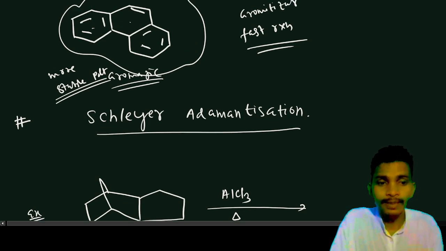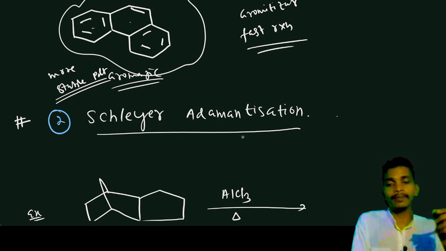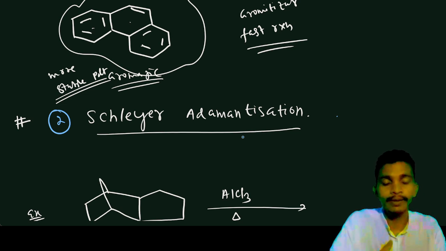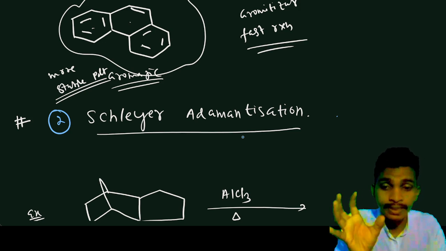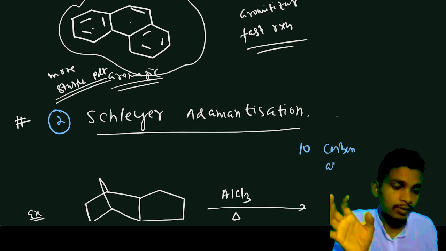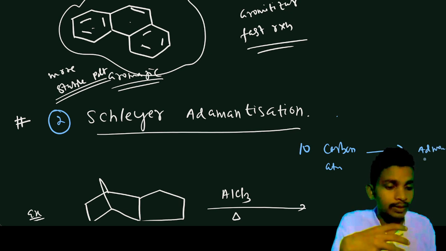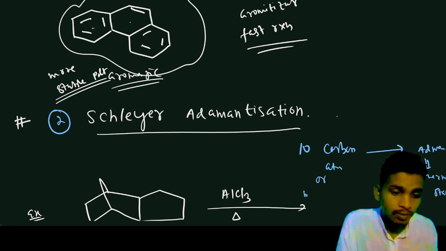Now moving to the next name reaction related to aromatic systems, that is, aromatization reactions. What we see is that adamantane is actually a product which is thermodynamically very stable. Whenever a compound has 10 carbon atoms, then it always forms adamantane. Why? Because this is a thermodynamically stable product.